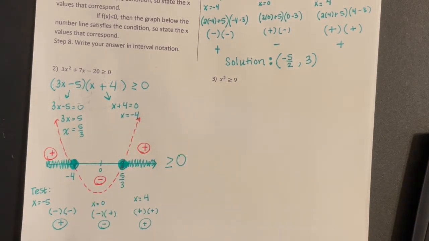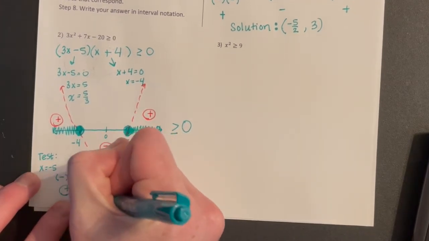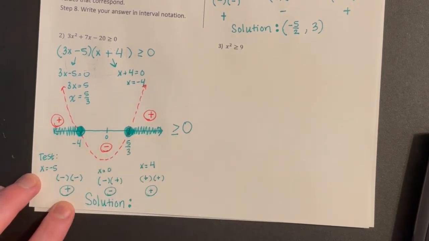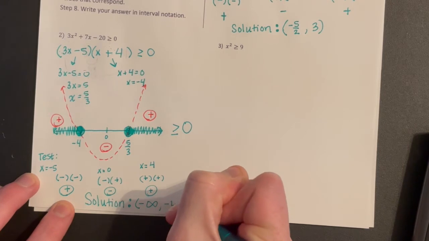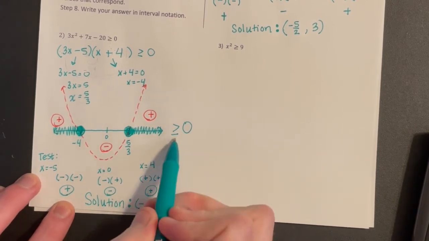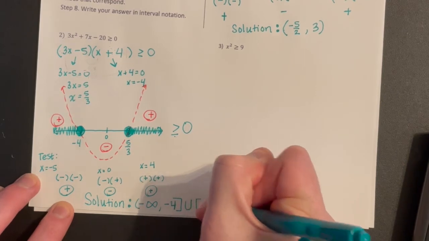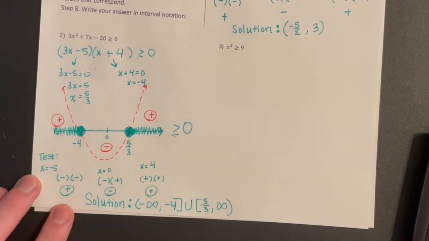But we still have to finish. We haven't actually written out what is the solution yet. So our solution is our interval -∞ up into -4 with a bracket we wanted to equal to, union positive 5/3 all the way to infinity.